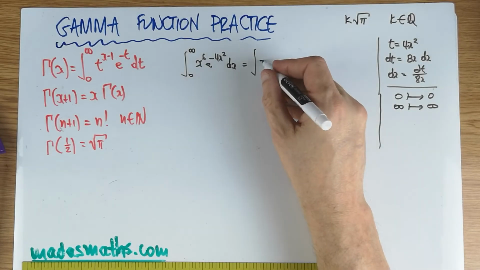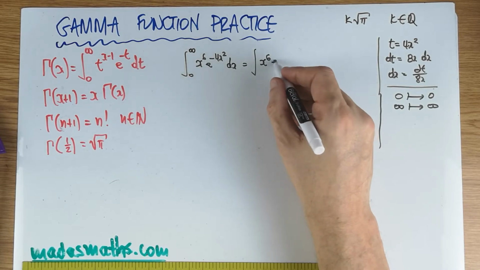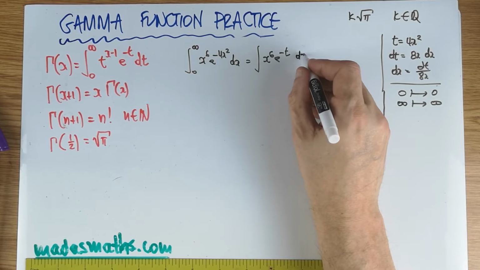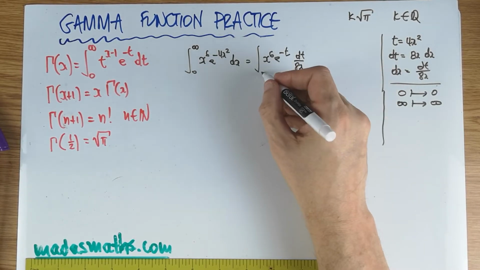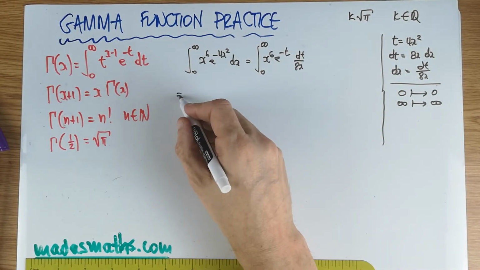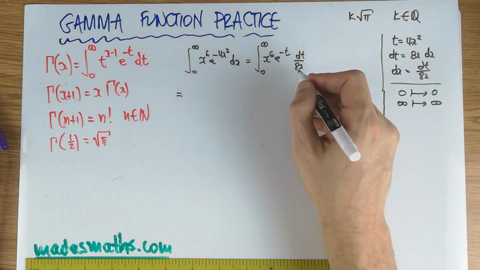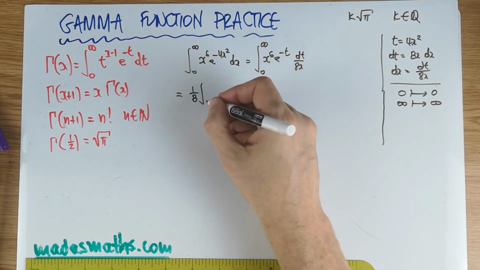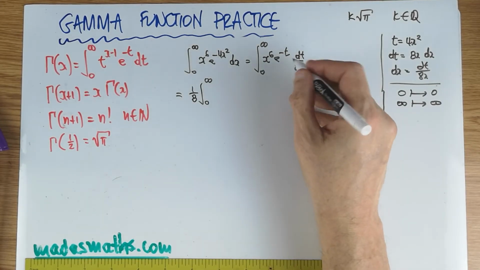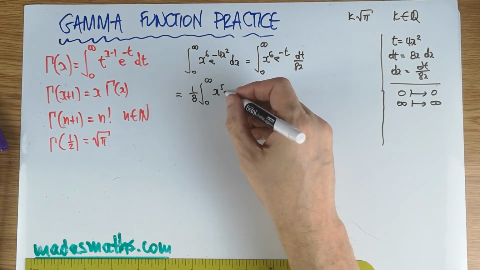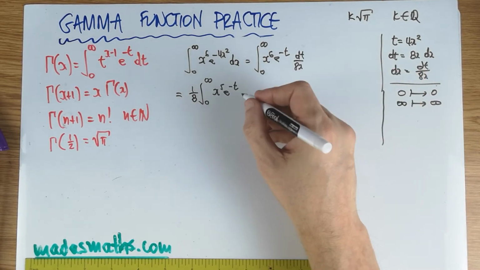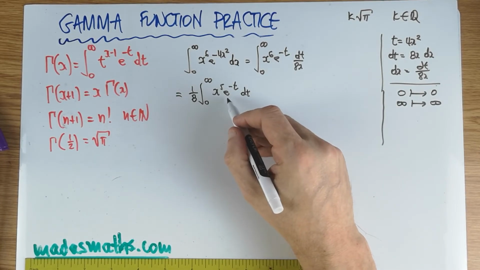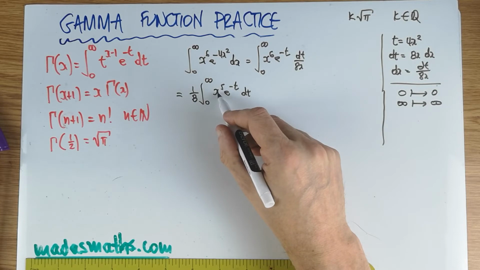So x to the 6, we'll sort that out afterwards. E to the minus t, and then we have dt over 8x. 1/8 pulled outside the integral, and then we have x to the 5, e to the minus t. Careful again. Mistakes do happen because people see the gamma of 6, which of course it isn't, because this has to be a t in there.